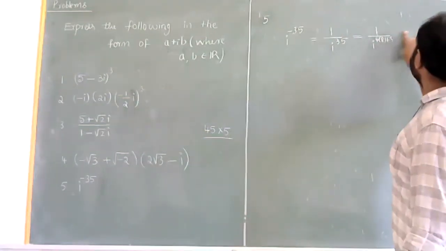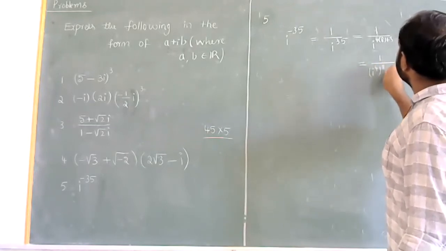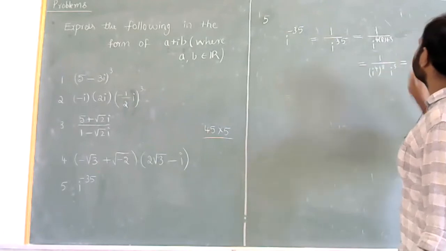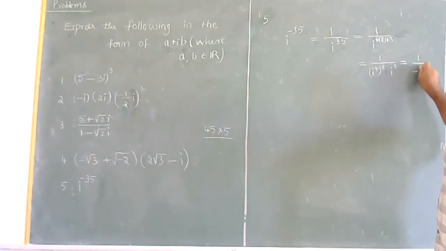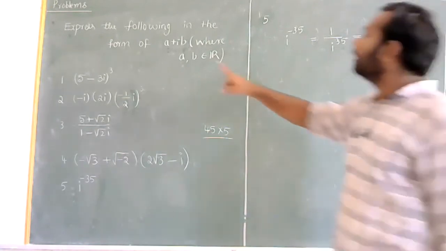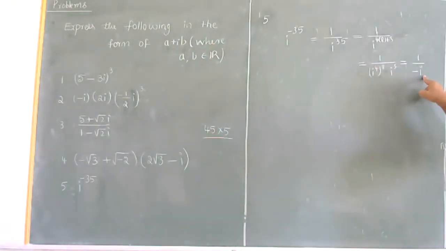So it will be i power 4 power 8 into i power 3. i power 4 is 1, 1 power 8 is 1, i power 3 is minus i. So we have 1 by minus i. But we need the form of a plus ib. That means i cannot be in the denominator; it should be in the numerator. So in that case, we have to do the process of rationalization, that means multiply and divide by its conjugate.